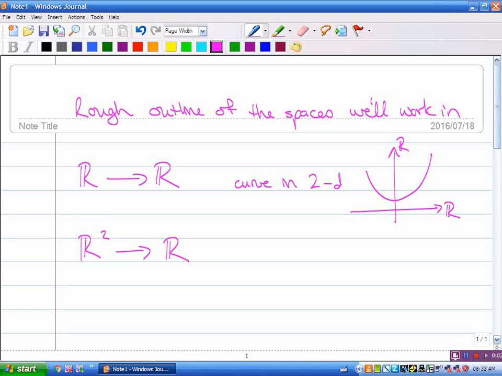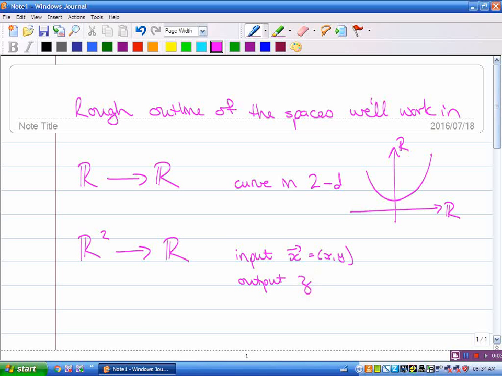Right, R2 to R. So what does that look like? There you're putting in something two-dimensional, so you're putting in a vector. You're putting in X and Y, and what you're getting out is a single real number, Z. Looks like that. Input is two-dimensional, output is one-dimensional.